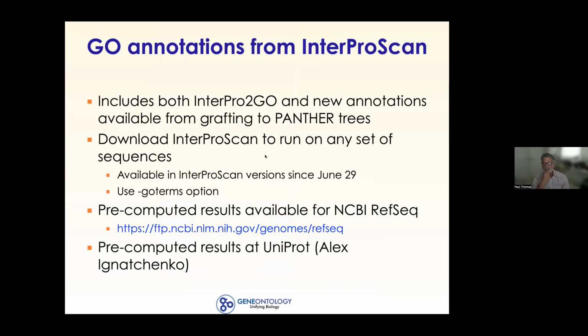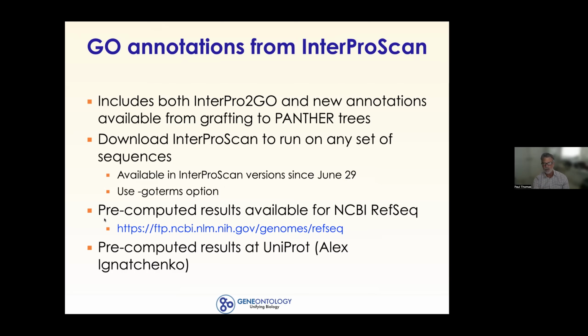And so how would you get these GO annotations from InterProScan? InterProScan now includes both the InterPro to GO annotations, as well as the new annotations available from grafting onto the trees, taking advantage of these carefully annotated phylogenetic trees and evolutionary models. You can download InterProScan to run on any custom set of sequences. You just have to make sure you have a recent version of InterProScan, and you turn on the -goterms option.